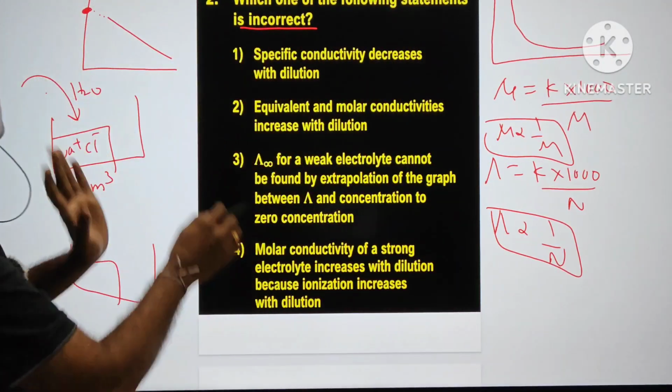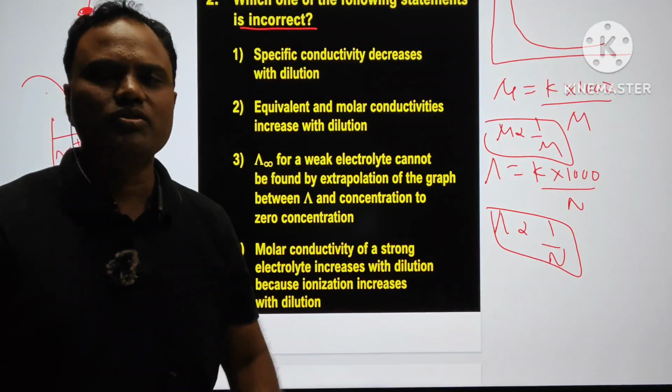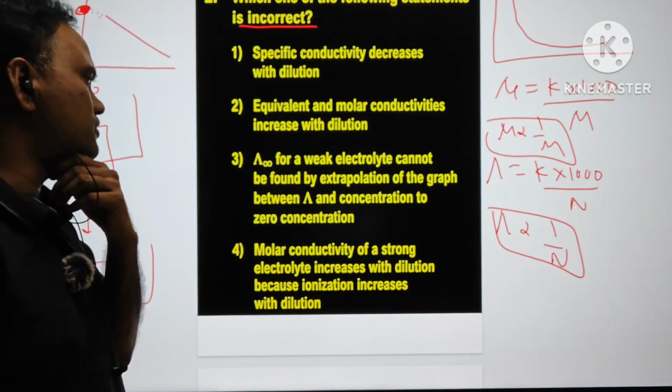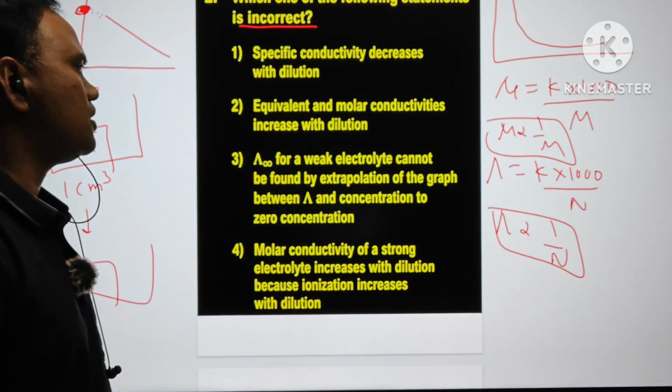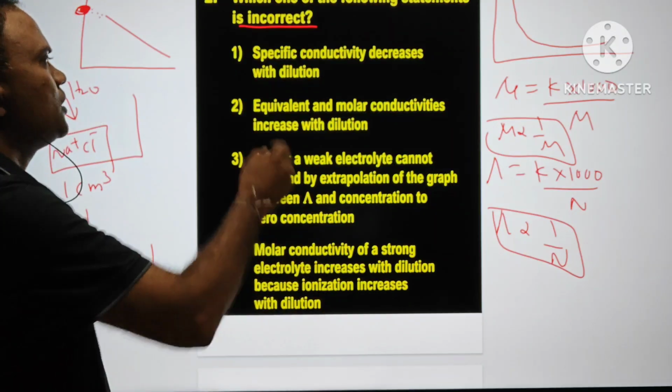Clear? For strong electrolytes, if you extrapolate, you will get some value. So for weak electrolytes, if we extrapolate, we won't get the values. Correct. For weak electrolyte it cannot be found by extrapolation. That is also correct only.